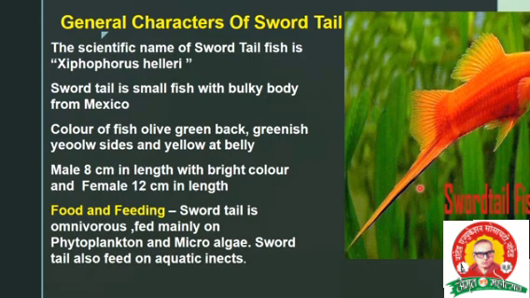Then about the food and feeding habit of swordtail. It is an omnivorous fish. It means that it feeds upon insects, phytoplankton, zooplankton, microalgae. Swordtail also feeds upon aquatic insects. It means it is omnivorous in habit.